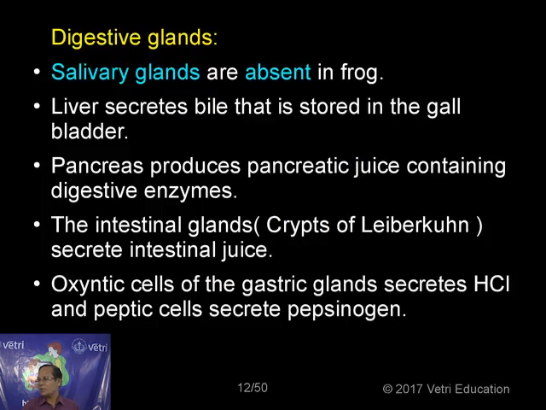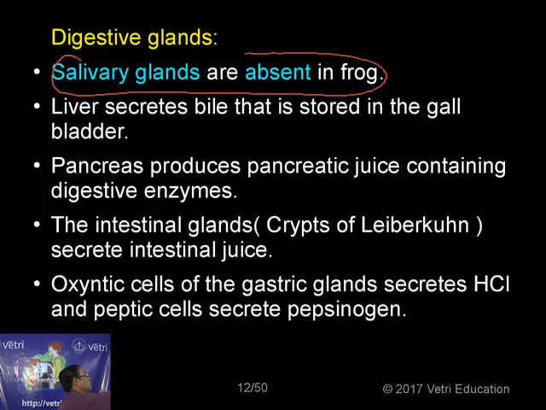Now what are the associated glands? We have the digestive glands in the form of liver, pancreas and intestinal glands. These are the three digestive glands. But you see, this is one peculiar question: salivary glands are completely absent in the buccal cavity. No salivary glands. Remember that one.